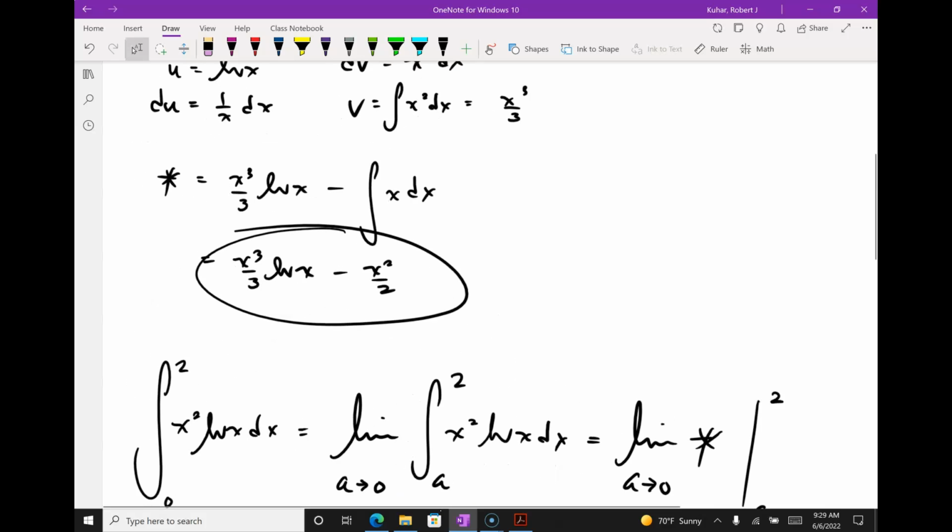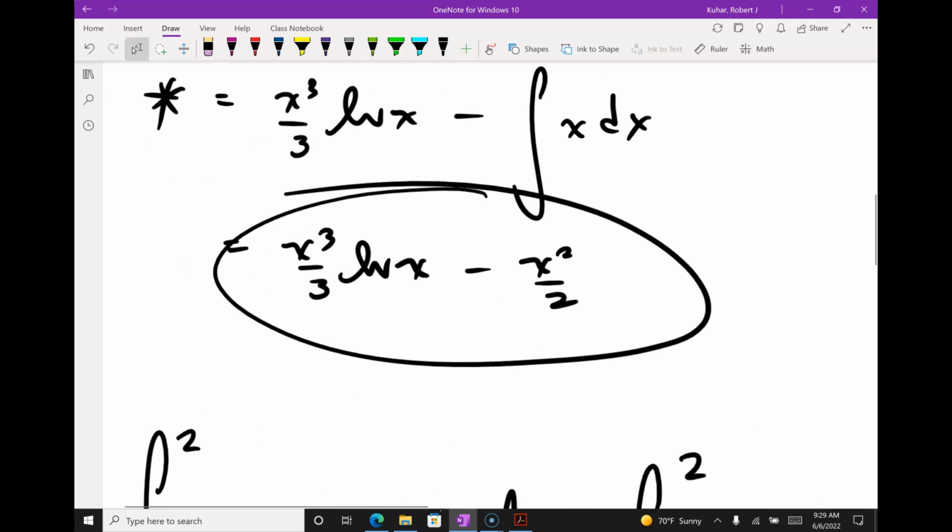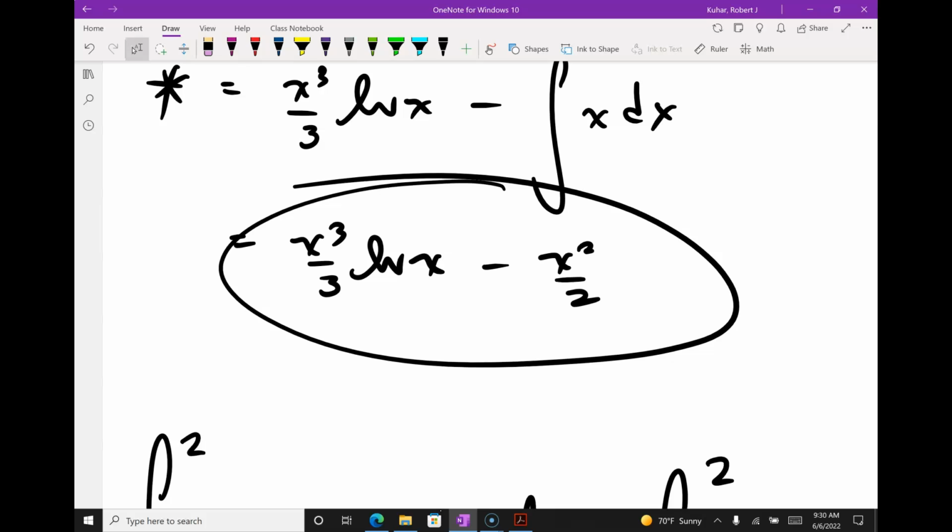Anybody get the integral? X cubed over 3 times ln of x minus x squared over 2. No one got it? You got this part. Okay. Good. So 2 of you got it. Yeah, well, I mean, you weren't here, so you got to watch the lectures.